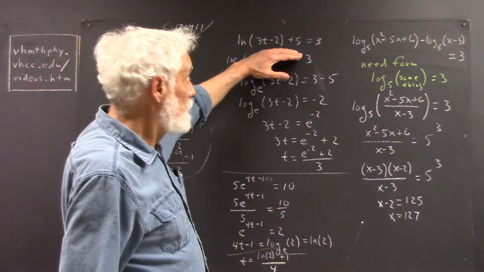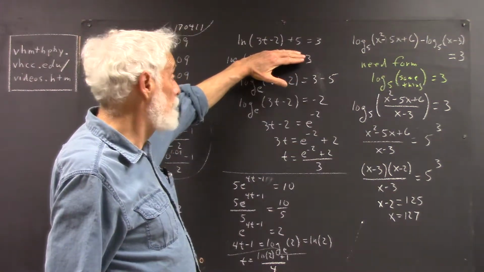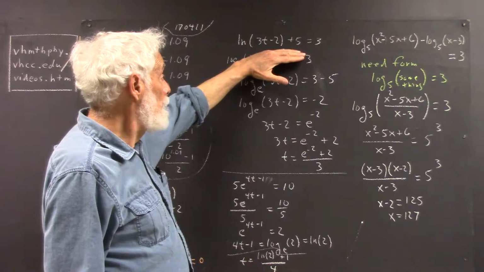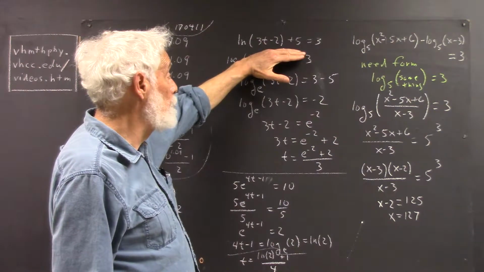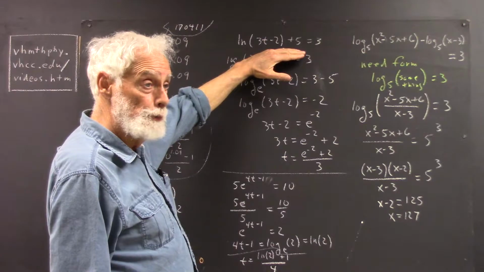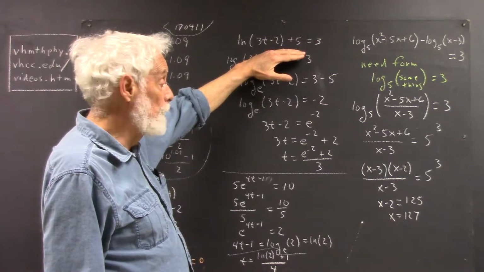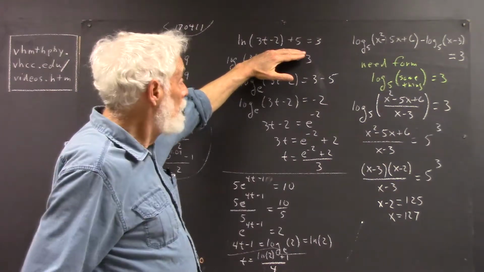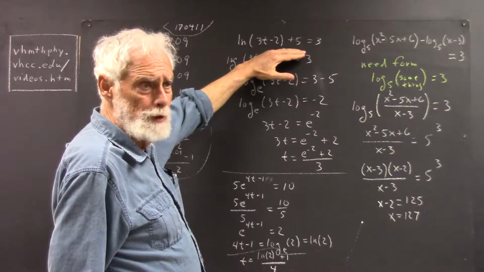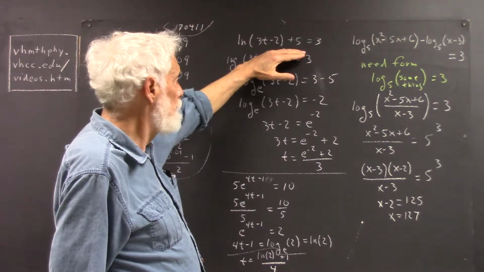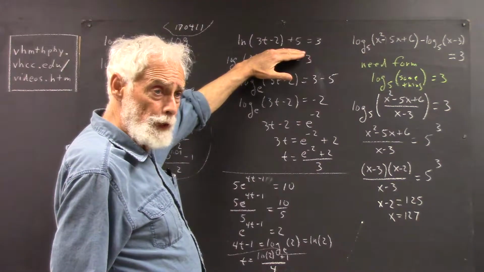Okay, another one. Now there's a little curve in this one. Yeah, just a little something extra. We have natural log of 3t minus 2 plus 5 equals 3. And people were kind of stumped on this, and I'm not surprised. Once you see it, it's really easy. Until you see it, it's not so easy. So what are you going to do about that?